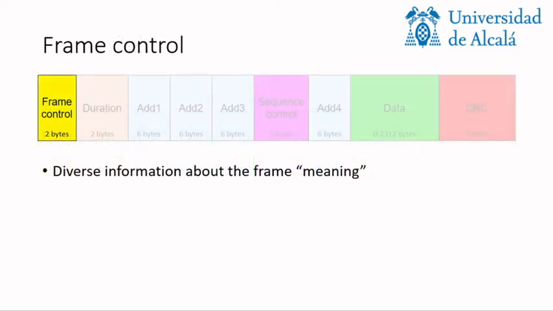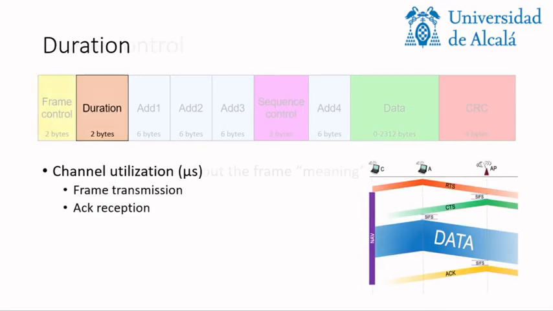So the first field is the frame control. It is 2 bytes and we have diverse information with different meaning for the routing. We will explain this in detail at the end of the video because it has several fields to take into account. The second field is the duration.